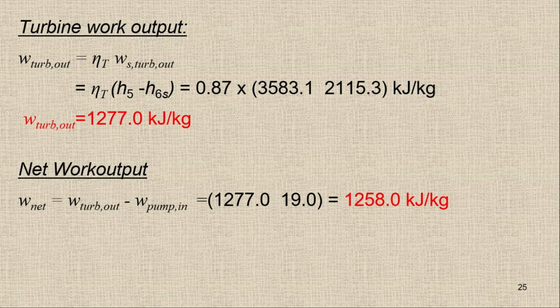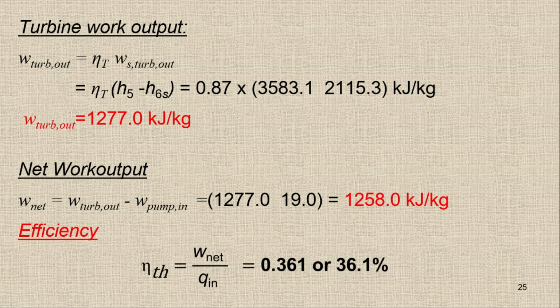If we know the net work, we can easily calculate the efficiency. So the efficiency will be equal to the net work divided by Q in, and we have already calculated Q in. So here we have the thermal efficiency, which is W net upon Q in, and when you put the values, you will get around 0.361 or 36.1%. So this is the efficiency of the actual cycle.